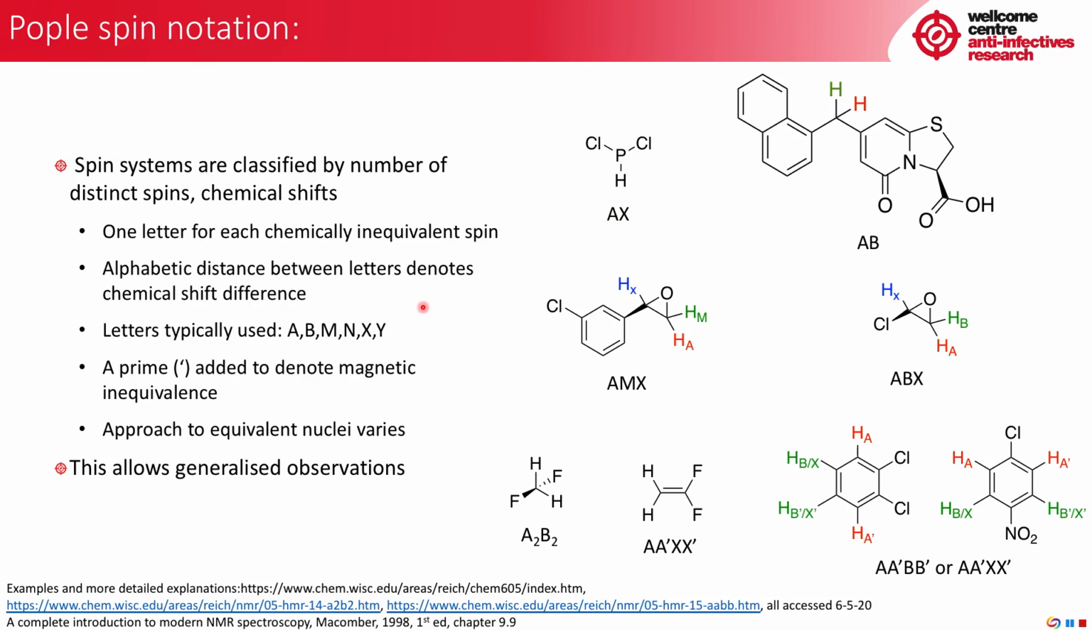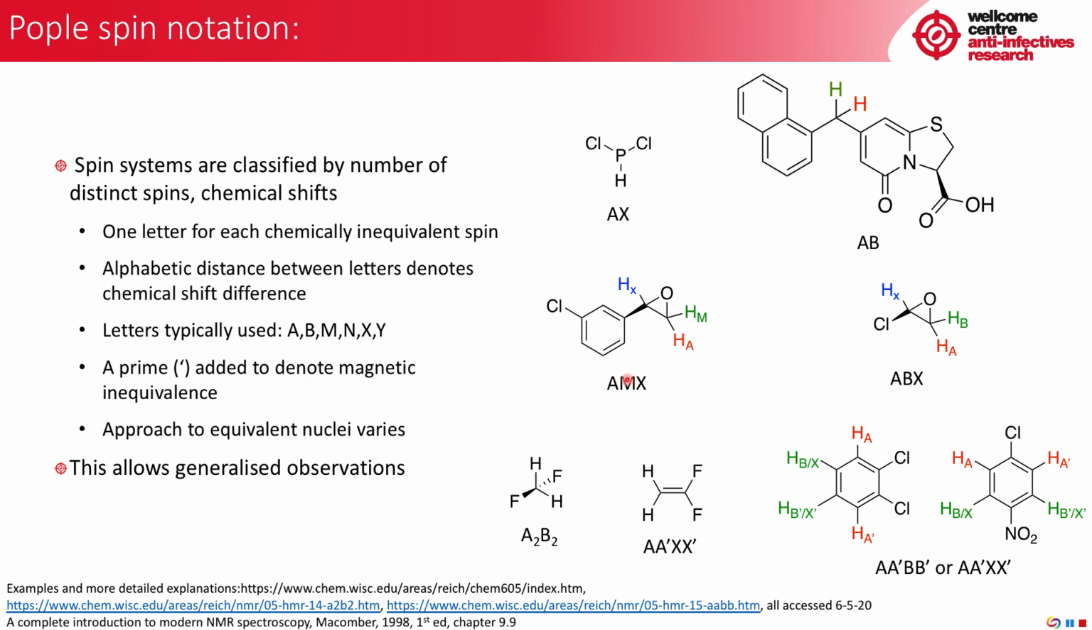Now the letters used are comprised of 3 pairs, so typically AB, M and N, and X and Y. You can have more than 2 in a system. So for example, here we have an AMX system, the M denoting a nuclei that is sort of in between the very far away and very close in terms of chemical shifts.